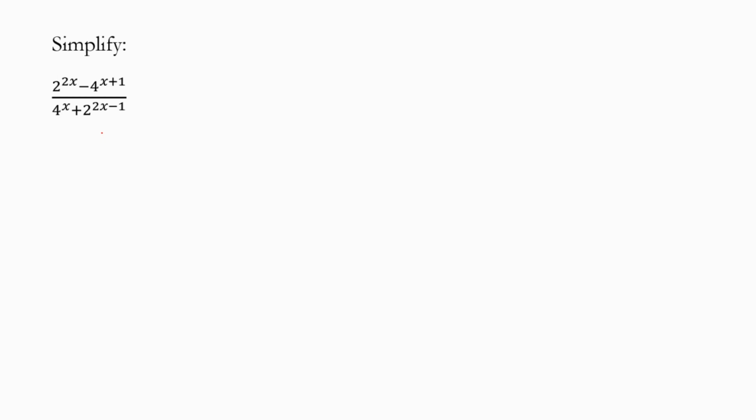Like I always emphasize, we have to make sure that the bases are the product of their prime factors. So 4 is what? It is 2 times 2, which is 2 squared. Let's change the 4. Then this is equal to 2 to the power 2x minus 2 to the power 2, this is our 4, then x plus 1, over 2 to the power 2x, 2 to the power 2, this is our 4, and then plus 2 to the power 2x minus 1.